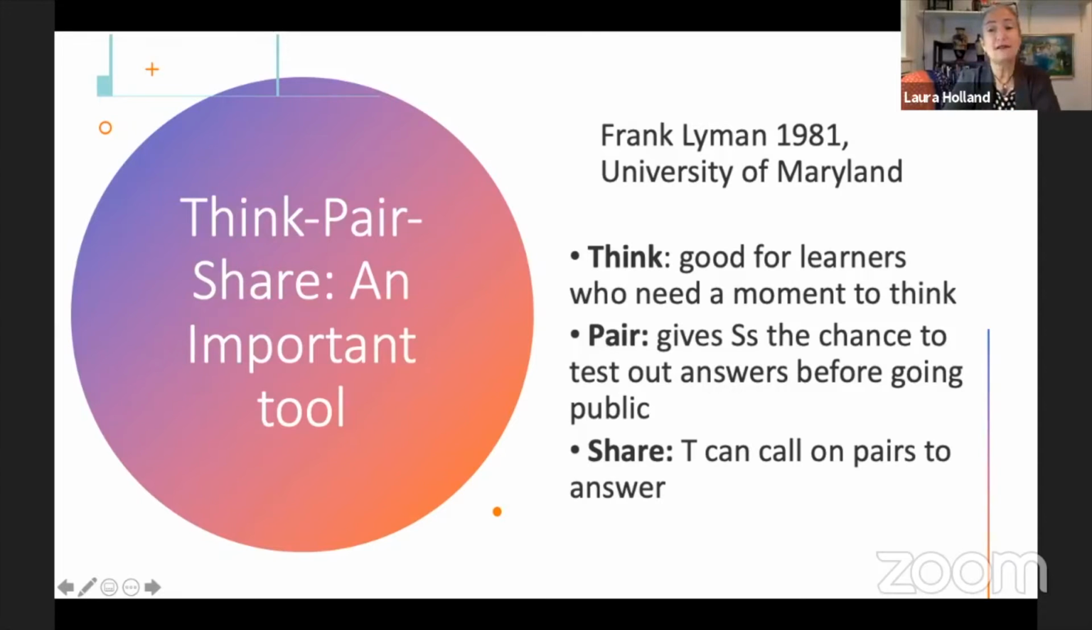So the pair gives the students the chance to test out their answers before they go public with them, which can be much more embarrassing. And then the sharing, then the teacher can call on pairs to answer. So maybe if your first answer wasn't right, but your partner came up with the right answer and you were, oh, yeah, that's right. Then you can answer that way. So it just builds in a little more time to think and to process.